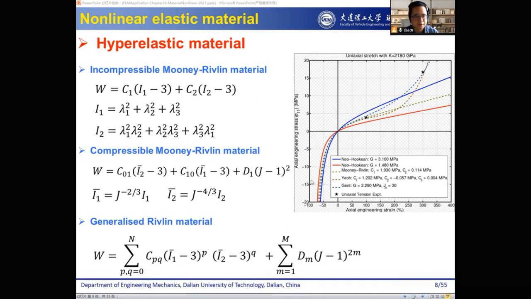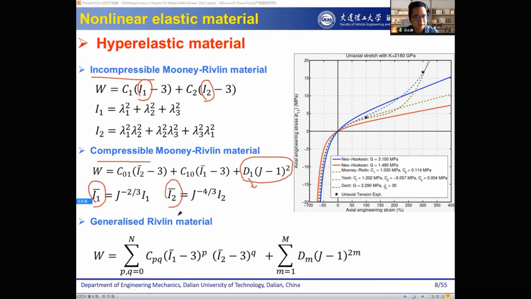hyperelastic material. And it also has two types. We have the incompressible, we have the compressible, and for the incompressible, when we say Mooney-Rivlin, it is different from the neo-Hookean. It has a relationship with the first invariant, but also with the second invariant. And this is incompressible. And for the compressible material, we should have this additional term. This is the compressibility factor.